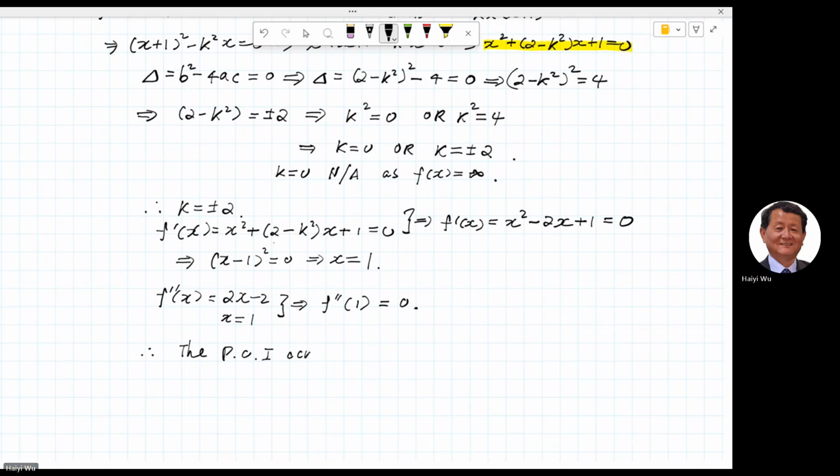at x equal to 1 when k equals positive and negative 2. So that's the only possibility. This is the only solution for k, positive or negative 2. So x equal to 1 is the point of inflection.